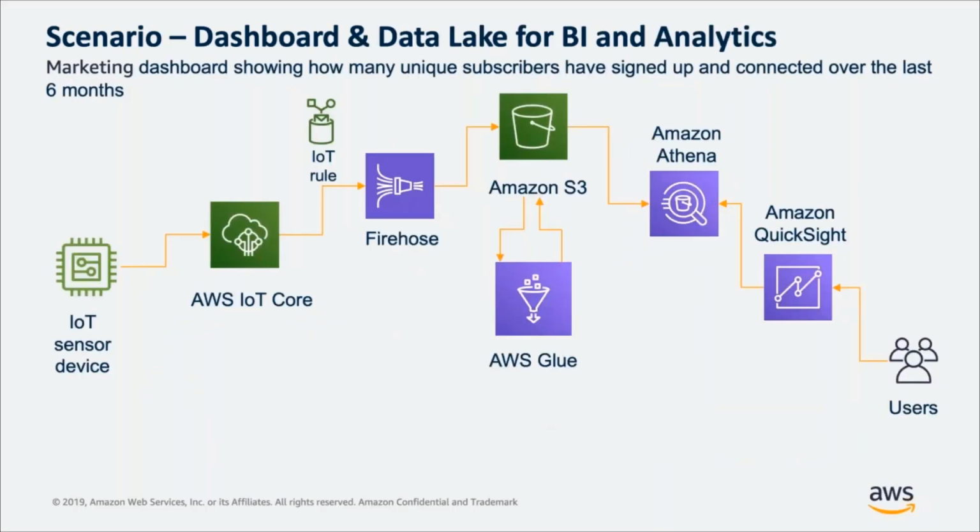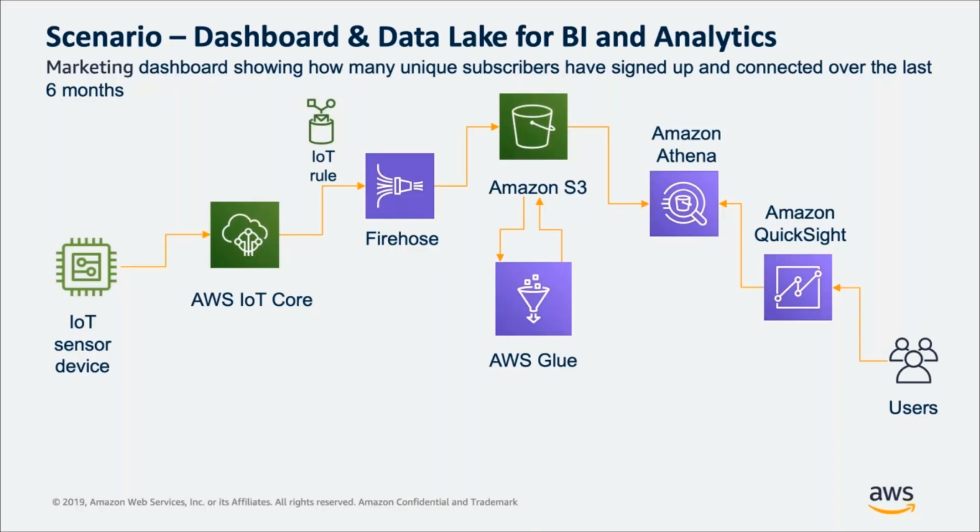So moving on to scenario number 2, this is a dashboard for a data lake, which builds a dashboard on a data lake using it for BI and analytics. So the scenario I mentioned earlier was you want a marketing dashboard showing how many unique subscribers have signed up and connected over the last 6 months. So your devices would be reporting the state to IoT Core as usual. From there, you use an IoT rule, and you can forward that event to Kinesis Data Firehose, which performs batching and optional transformation functions on the data set.